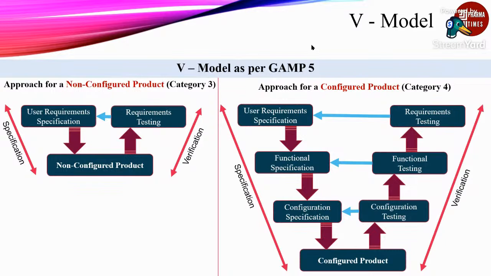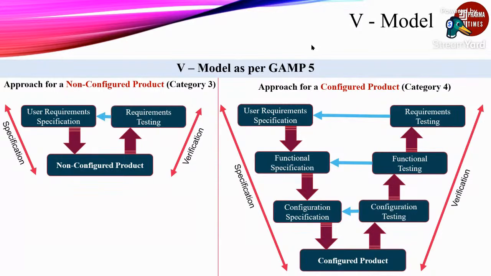So the V model is like this: our requirement, then functional design specification, then configuration specification, and it is used for configured products. So based on the functional specification or configuration specification, the system is built. Then after the system build, we verify the configuration specification. So configuration testing is there for the configuration specification. Then all functionality developed in the functional specification is tested by functional testing. Then the last one is requirement testing.